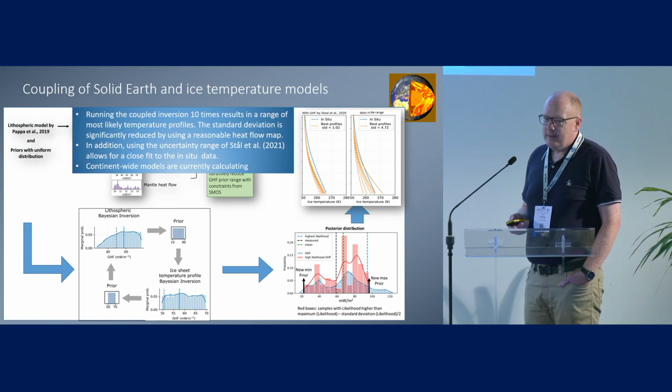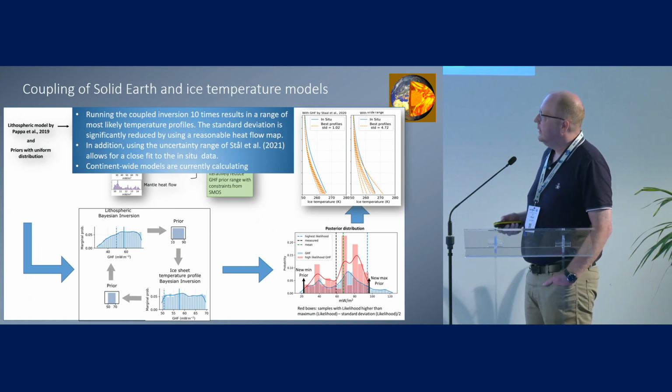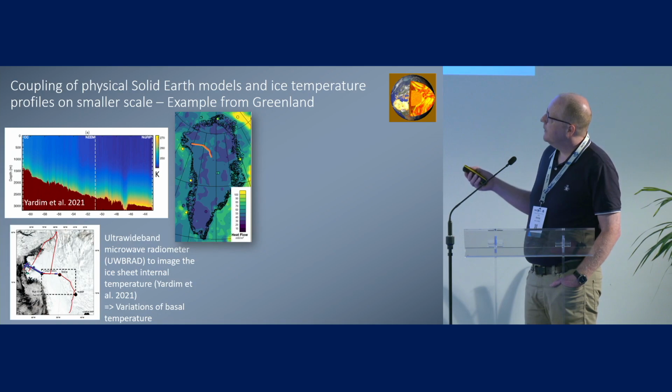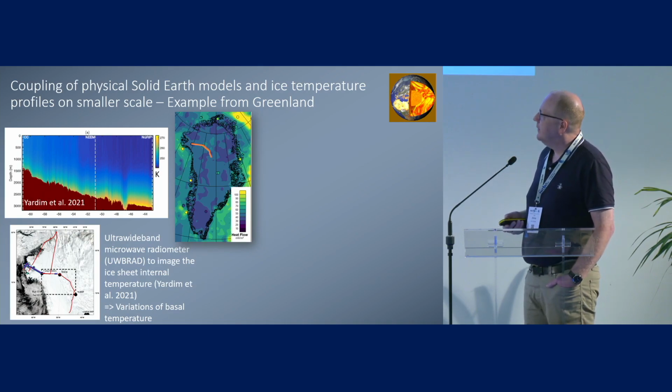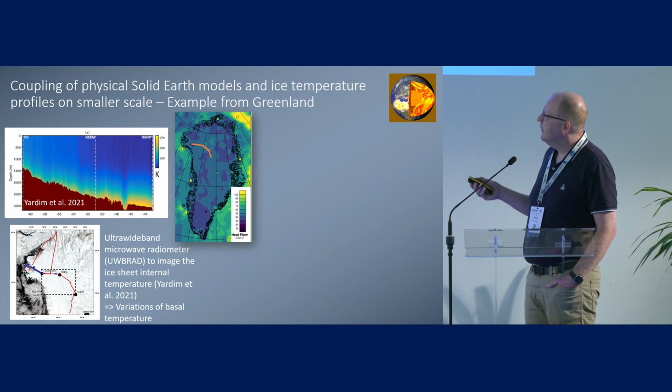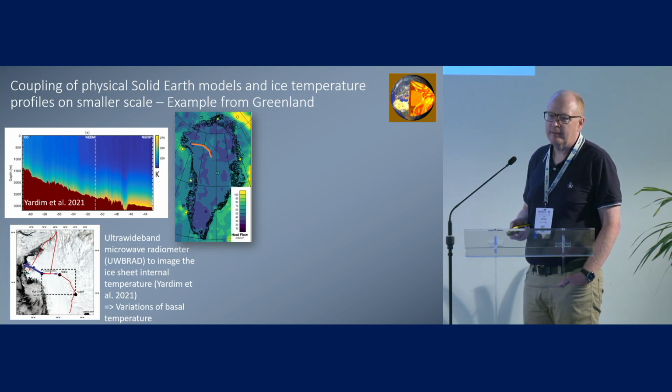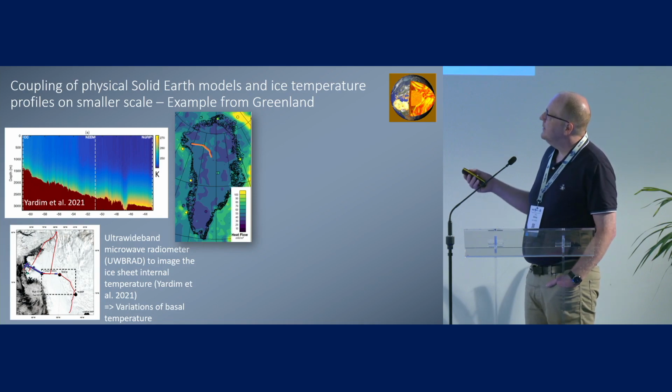I can give you another example. So we go back to Greenland, where we did another test, and this is where we have an airborne profile, actually. We're just going from here in the north to the North Grip Station. This is from the study by Yadem et al. We used this ultra-wideband microwave radiometer, which is also used as a test case for the satellite mission, showing you nicely the temperature distribution, and we also get a variation of the basal temperature for this profile.